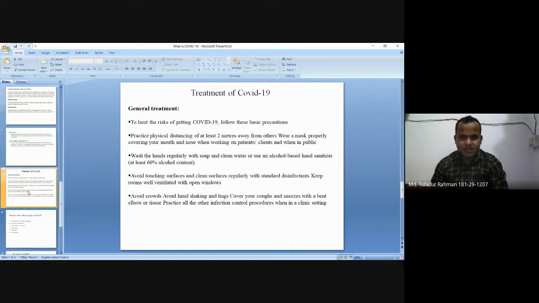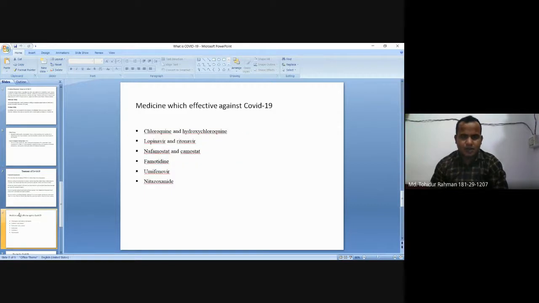Avoid handshaking and hugs. Cover coughs and sneezes with a bent elbow or tissue. Practice all the other infection control procedures when in a clinic setting. Then I have to talk about the medicines which are effective against COVID-19.